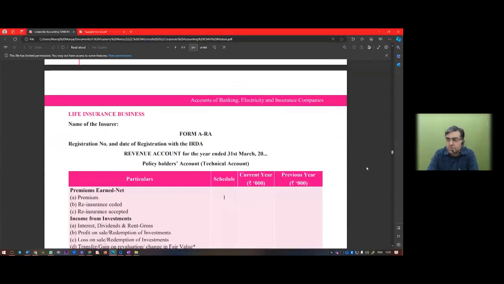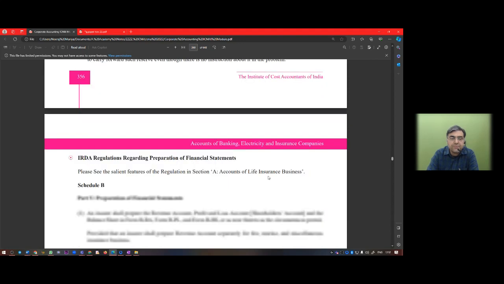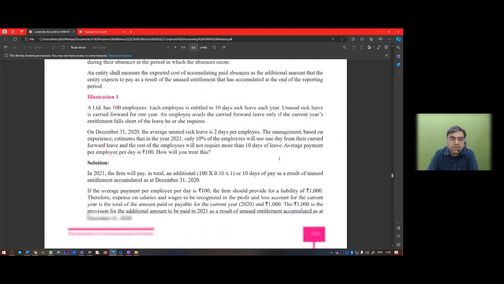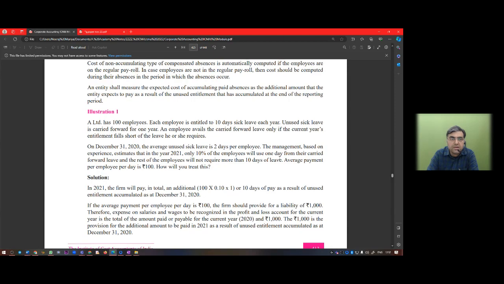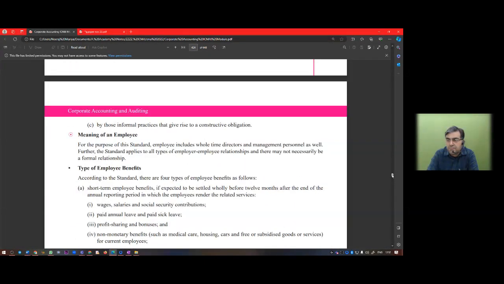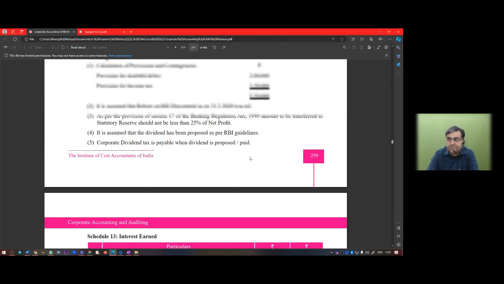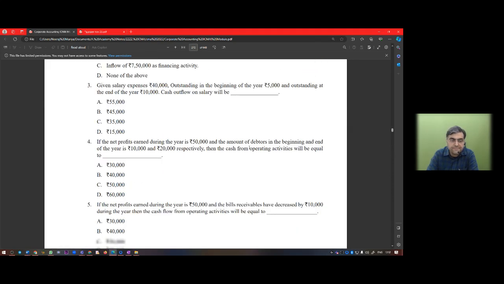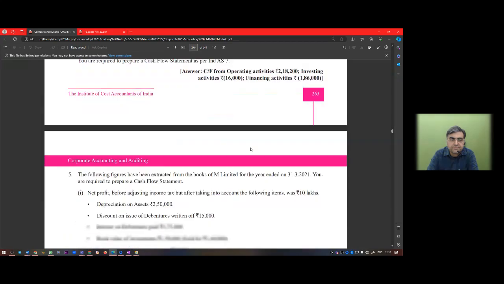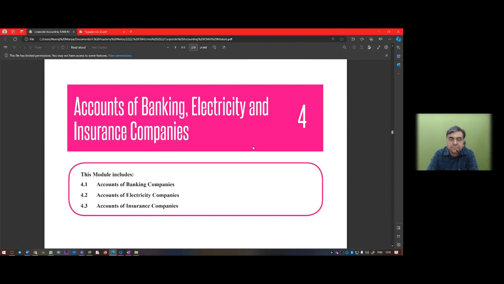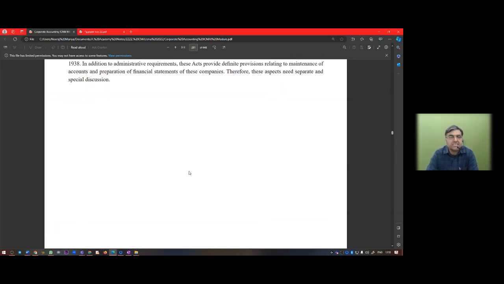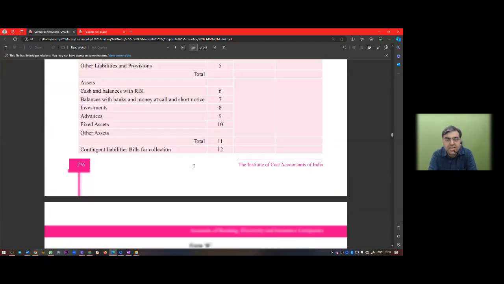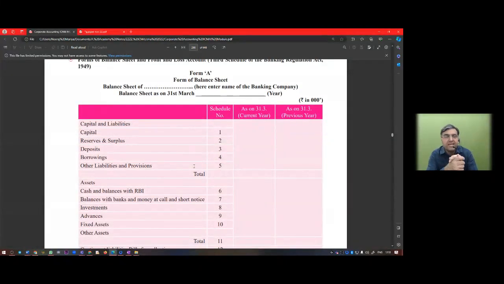That was banking. This is insurance. We have done insurance well. Banking. So guys, any doubt regarding banking accounts, please ask. Let's do one revision again. Let's remember the performance of banking again very quickly.